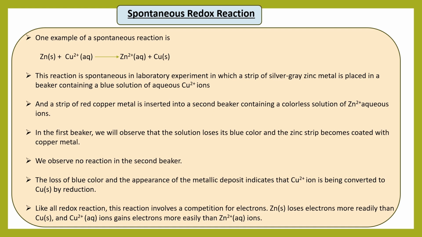In the first beaker, we will observe that the solution loses its blue color and the zinc strip becomes coated with copper metal. We observe no reaction in the second beaker. The loss of blue color and the appearance of a metallic deposit indicates that copper ion is being converted to copper metal by reduction. Like all redox reactions, this reaction involves a competition for electrons. Zinc loses electrons more readily than copper, and Cu2+ ions gain electrons more easily than Zn2+ ions.